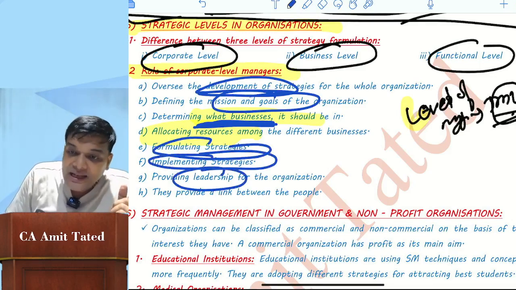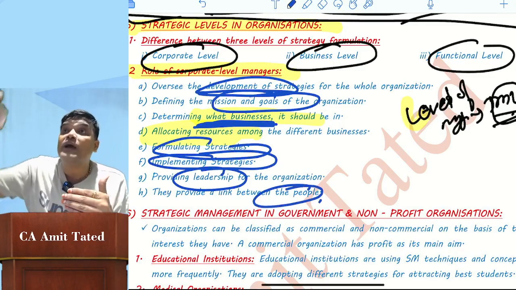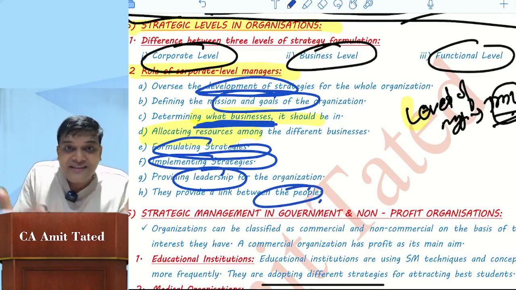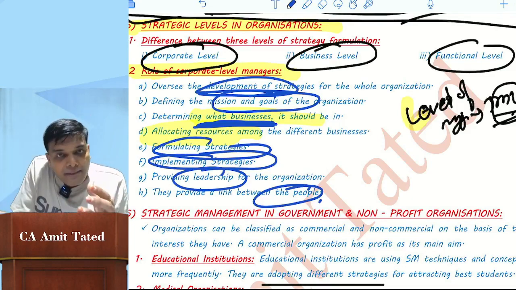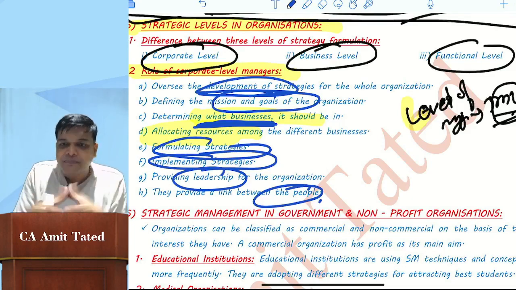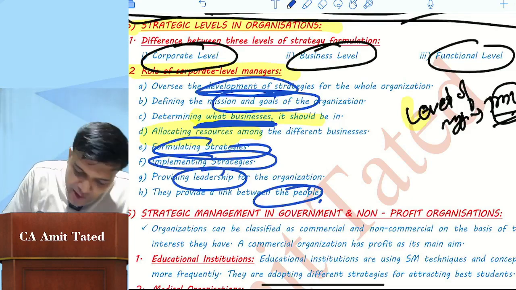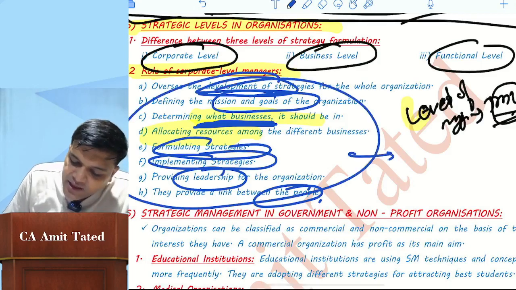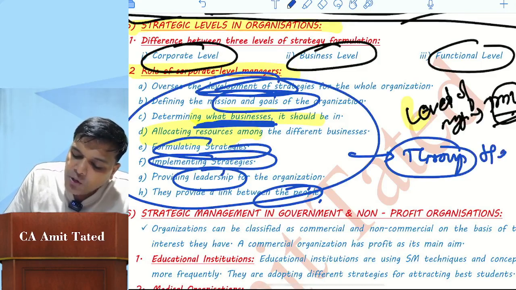And they will provide a link between the people. People means whom? Stakeholders and company, shareholders. They invested the money in the company. So company and stakeholders, इनके बीच में relationship is nothing but a corporate level manager. Please make sure this is a role of corporate level manager. It means Tata Group का जो head है, उसका role ये है.